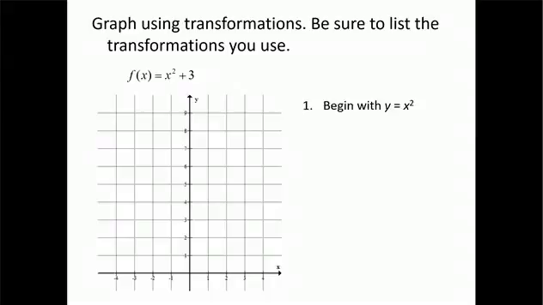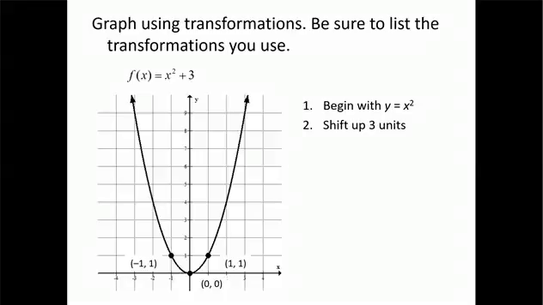So we're going to begin with y is equal to x squared. We know that y is equal to x squared goes through 3 points, and we can draw a smooth curve through them. And then we'll shift the graph up 3 units. So we have our 3 points, negative 1, 1, 0, 0, and 1, 1.